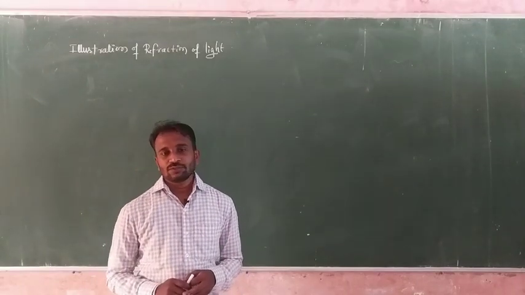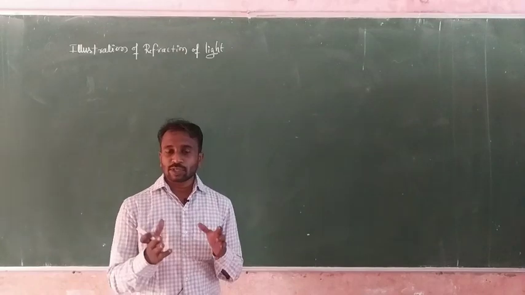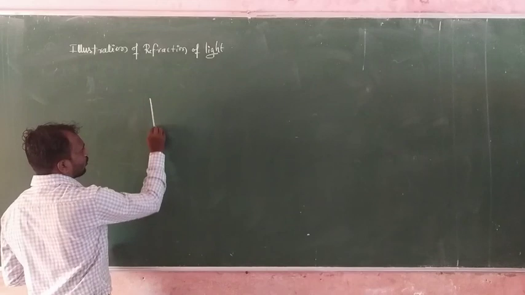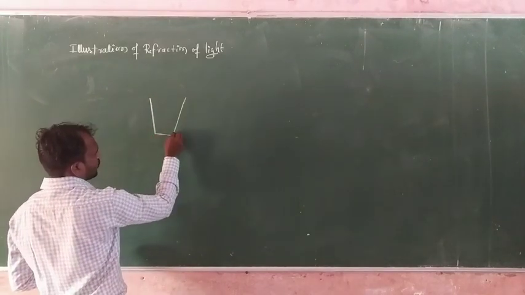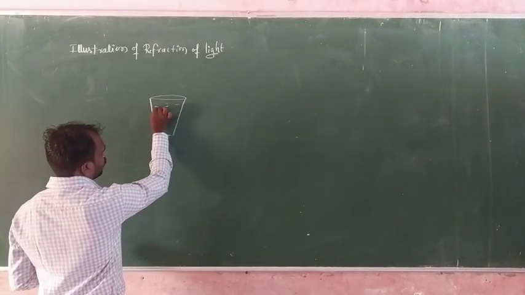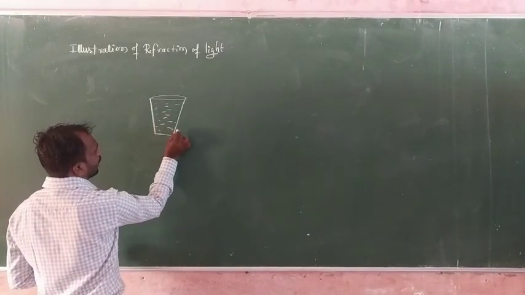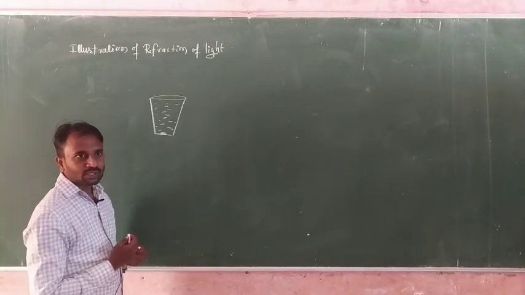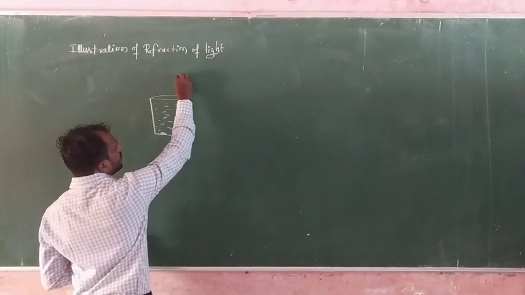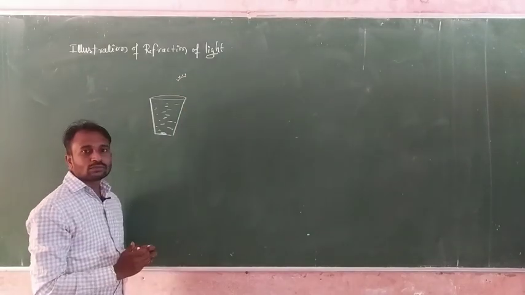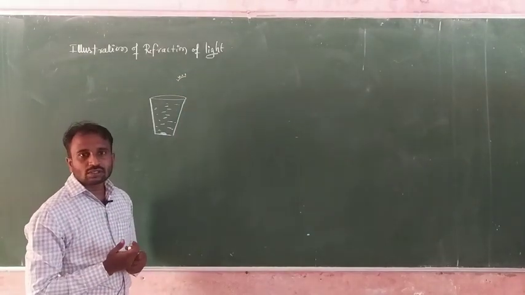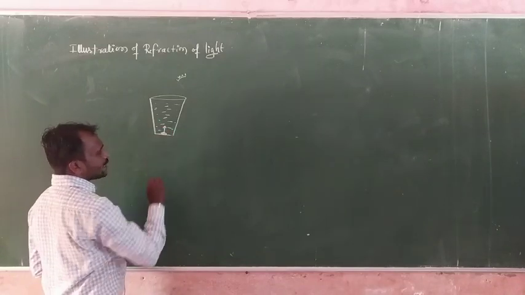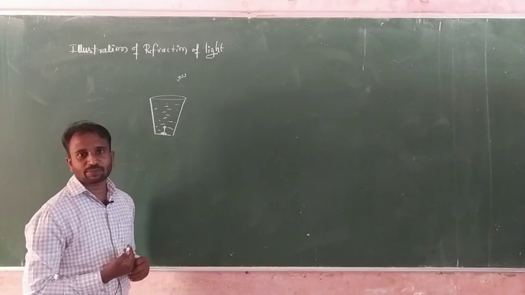Suppose we consider a bucket full of water, with a coin or object placed at the bottom of the bucket. If you observe this object from the outer side of the bucket, then what happens? The object or coin appears to rise up because of refraction.